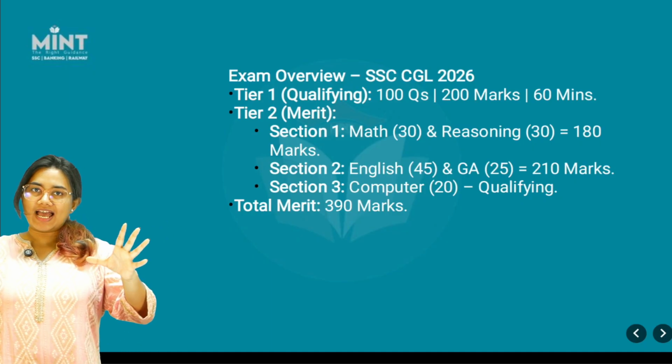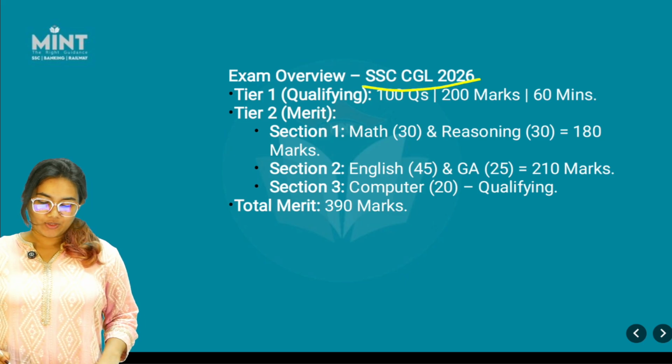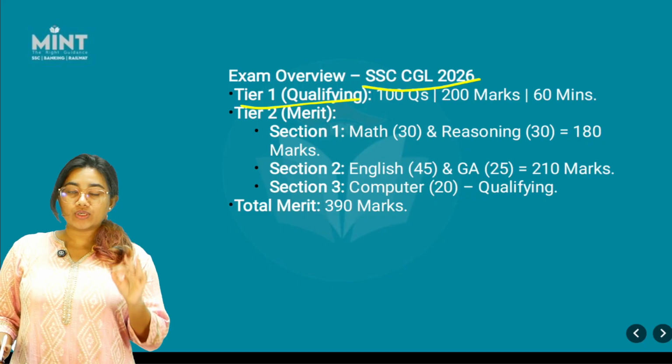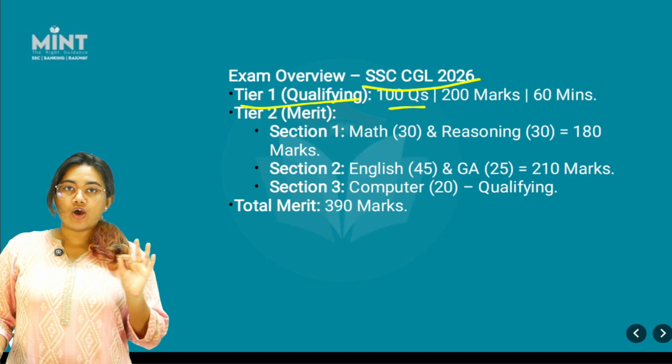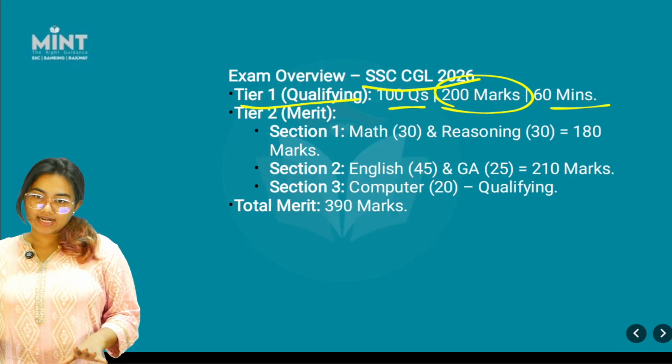First, let's look at an exam overview. When we look at SSC CGL, we know that there are two tiers, right? So tier 1, which is qualifying, you're going to have 100 questions of total 200 marks and you're going to be given 60 minutes to write this exam.